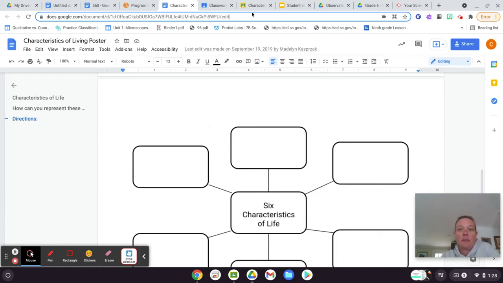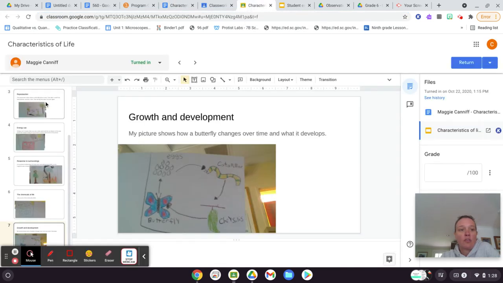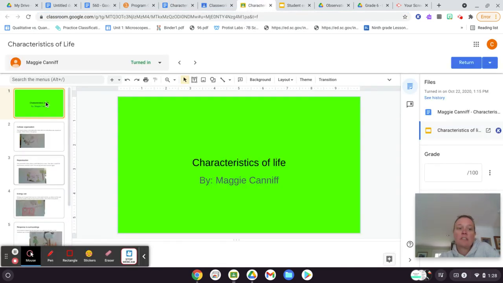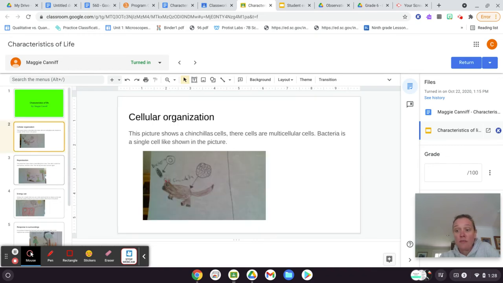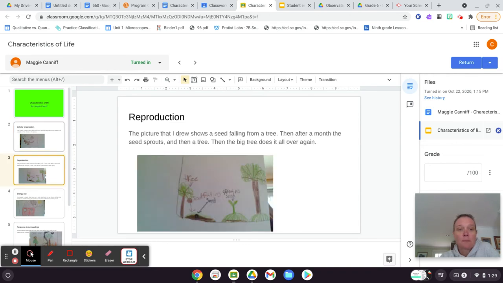So let me give you some examples. So here is a student that put together a Google slide, and each slide represents one of the six characteristics with a definition. And then this student drew a picture. Let's see if I can make it a little larger for each of the characteristics. So she used the old strategy and then started to build in use of the new strategy, uploading images and using the Google slide as the medium.